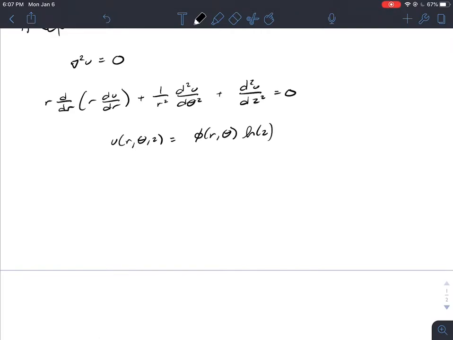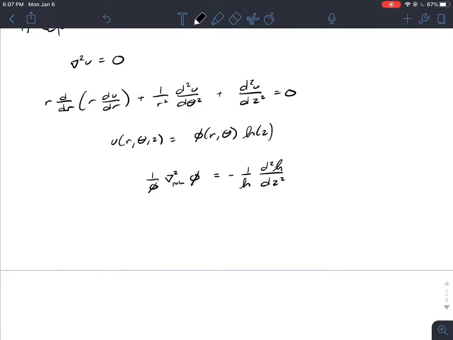So what we should get, on the left-hand side of the equation, is 1 over phi times the polar Laplacian of phi, which is my notation here to save space, is equal to negative 1 over h times d squared h/dz squared. So all I did was plug in our separation of variables.